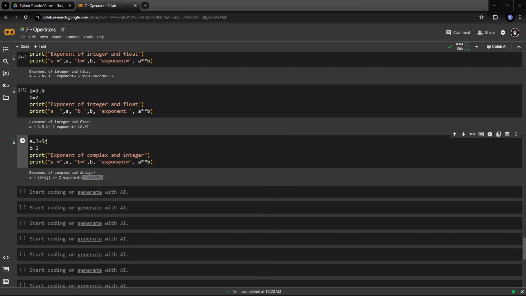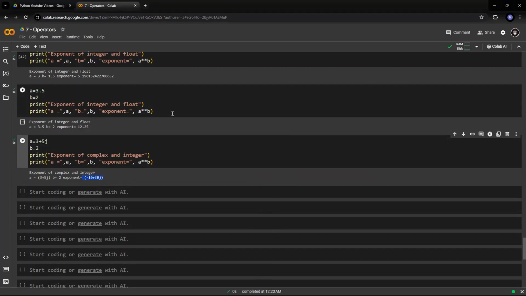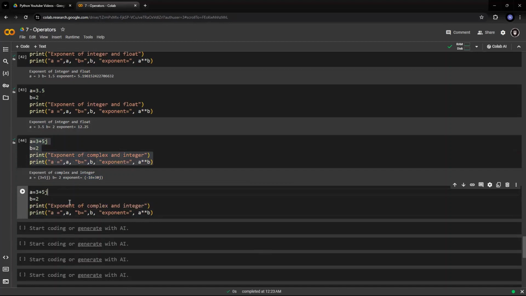Now let's try the last one as we discussed. If the base is 0, the result is 0. If the index is 0, then the result is 1. So if the base is 0, suppose I keep a as 0, which is the base.